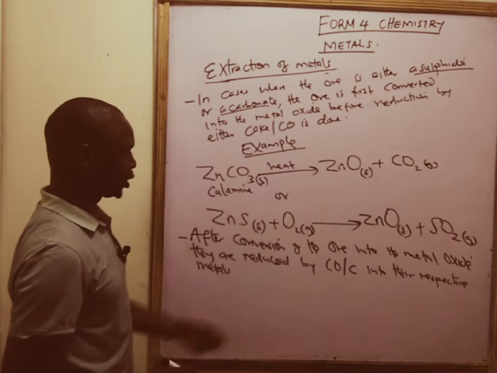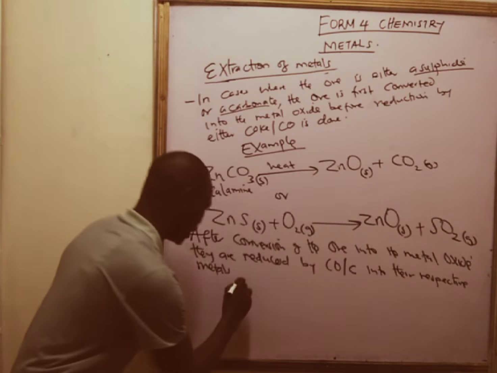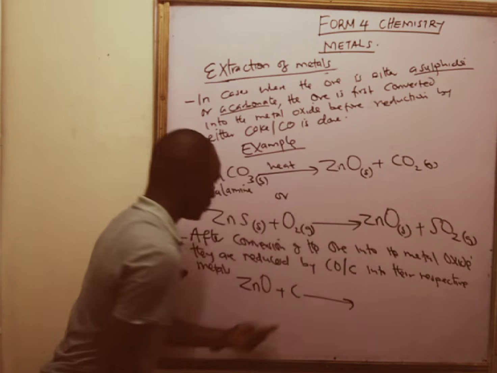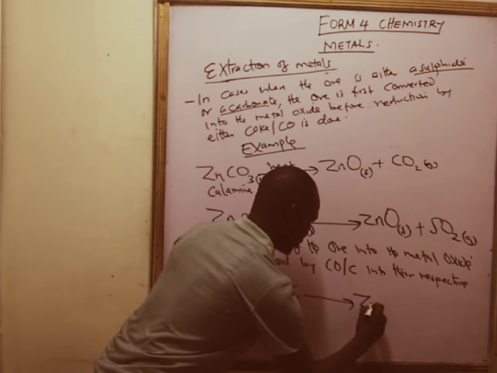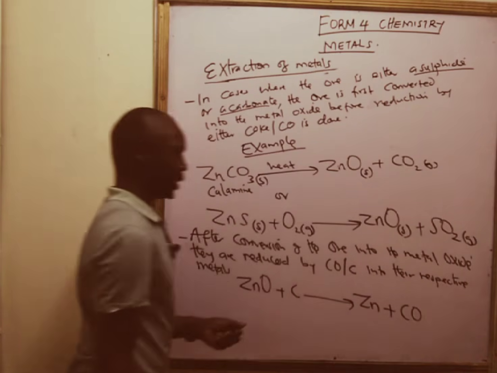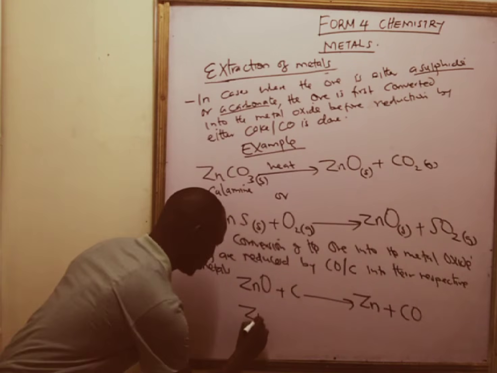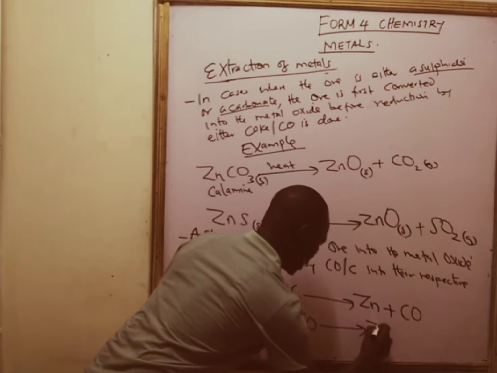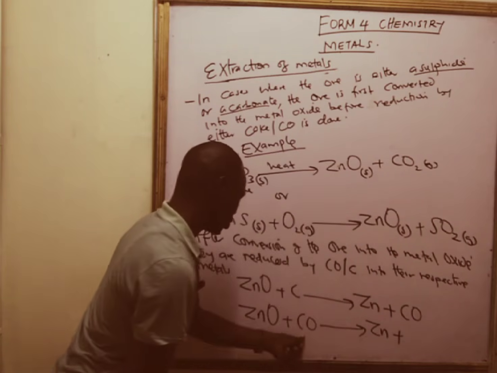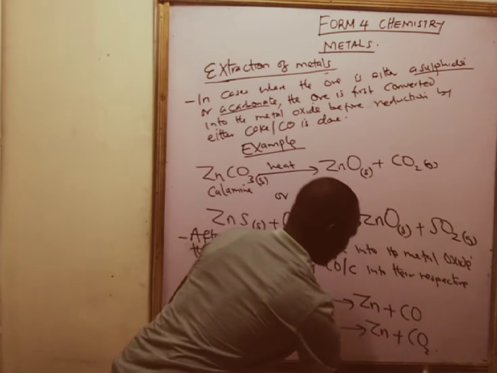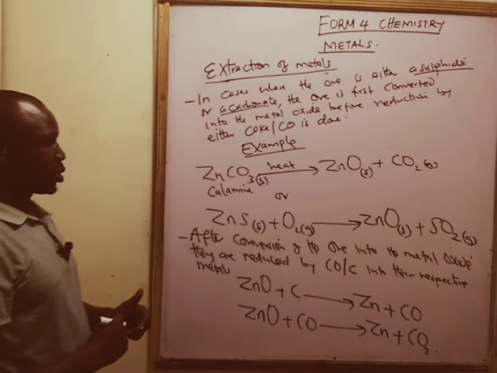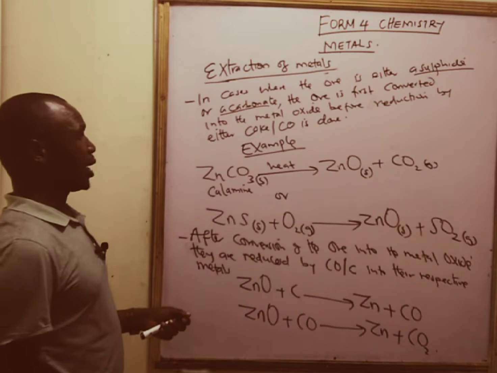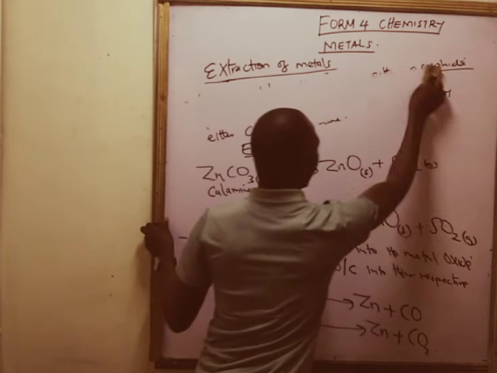That is to say, we can take zinc oxide, we reduce it by carbon. Remember, carbon will take up the oxygen so that we remain with zinc. Then of course plus carbon 2 oxide. In cases where we take the metal oxide and reduce it by carbon 2 oxide, you are going to get the zinc metal plus carbon 2 oxide, and oxygen will give us carbon 4 oxide. And that is a simple way of extracting elements or metals by using reduction method.